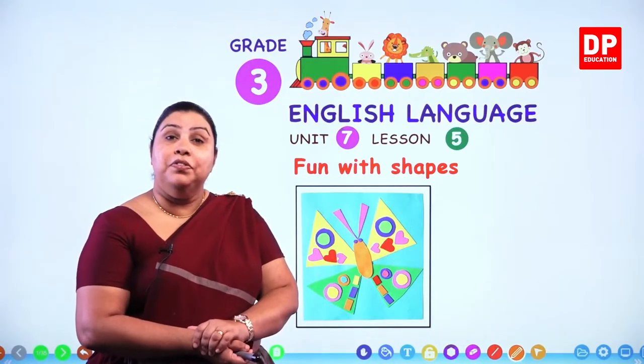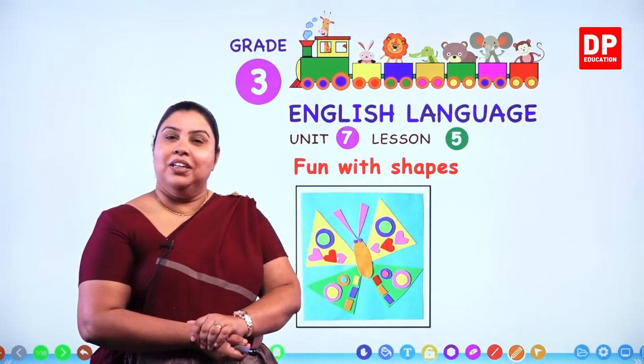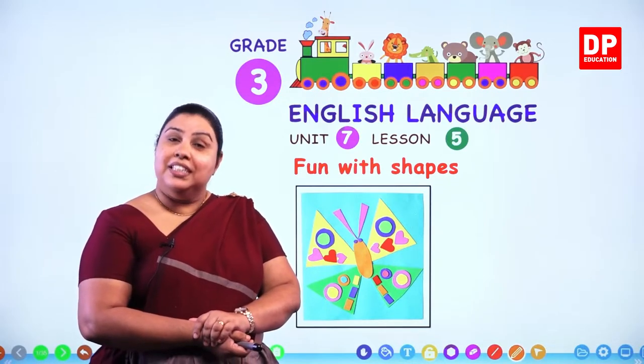Then lesson number 4. What did we talk about in lesson number 4? Around the clock. We learnt how to say the time.